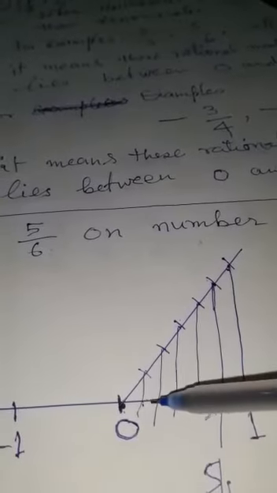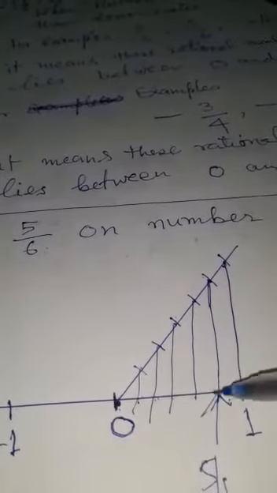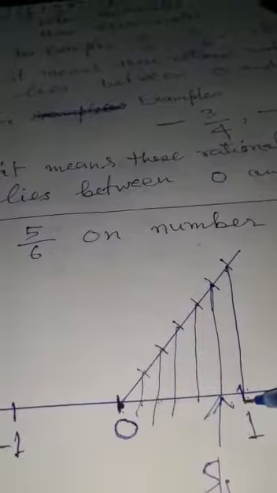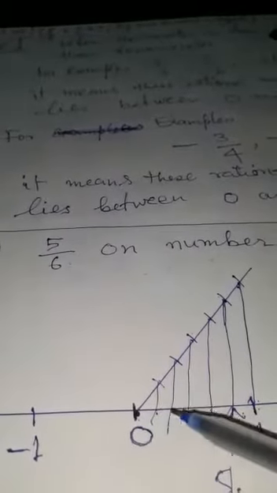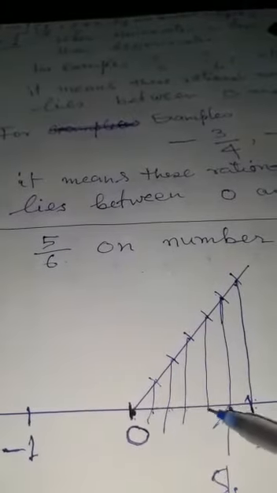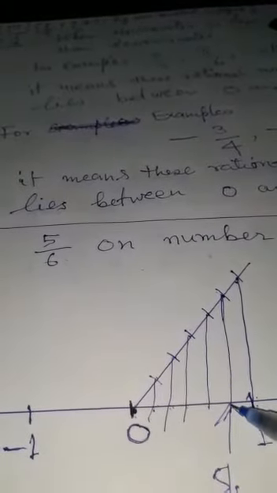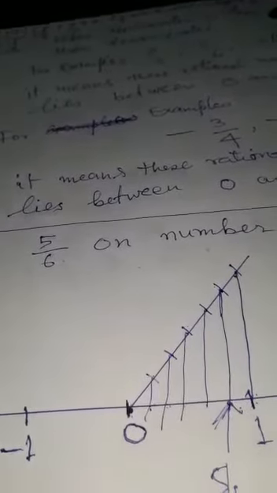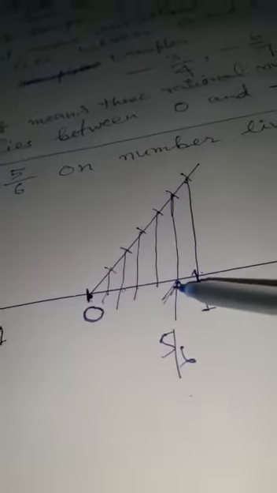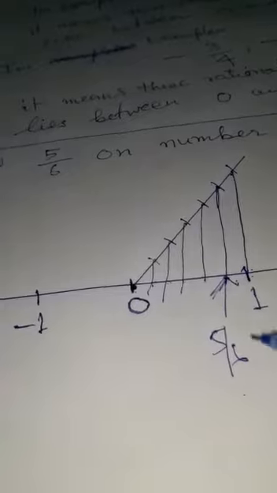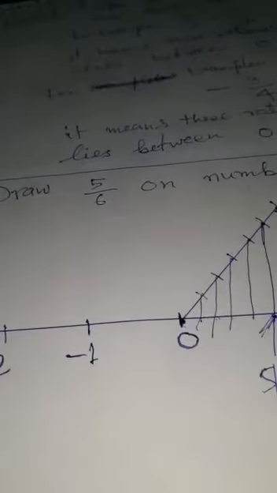It means there are 6 parts, 1, 2, 3, 4, 5, 6. Our rational number is 5 by 6, so the 5th part is 1, 2, 3, 4, 5. This is the point which is 5 by 6. So 5 by 6 can be drawn on the number line.